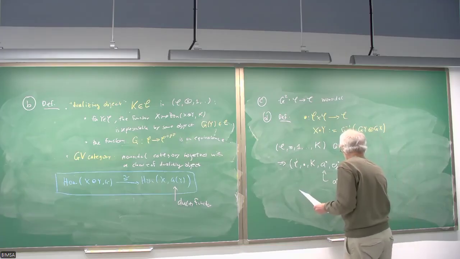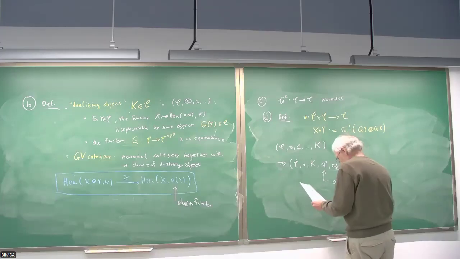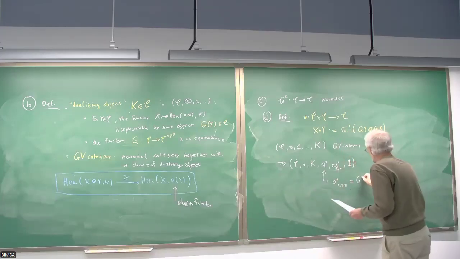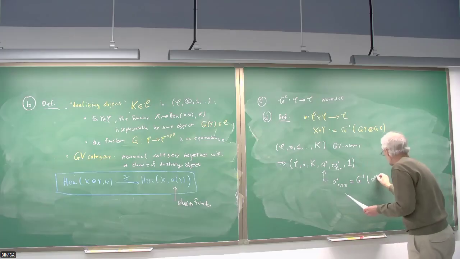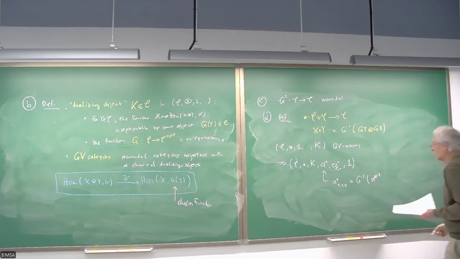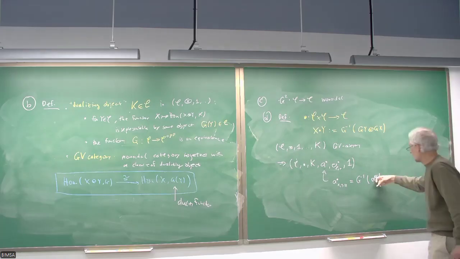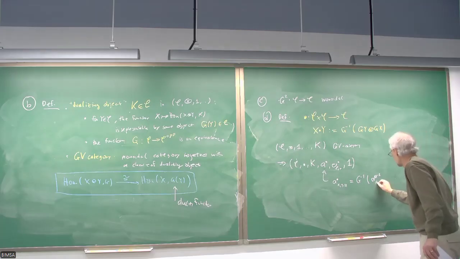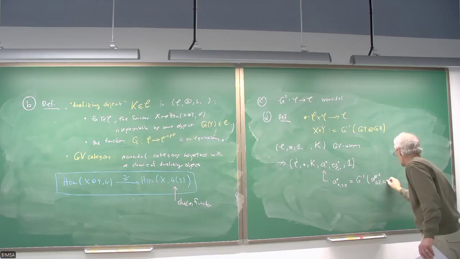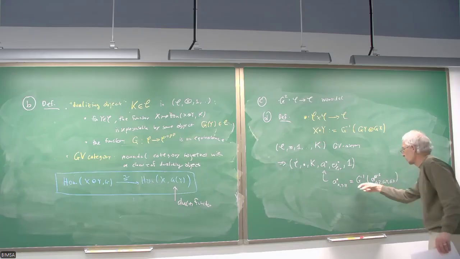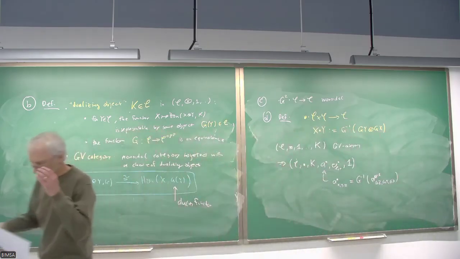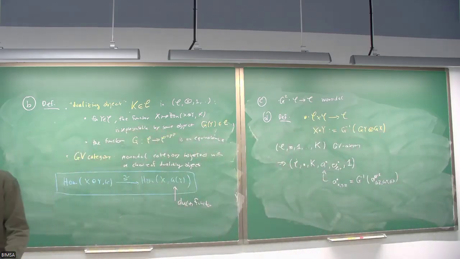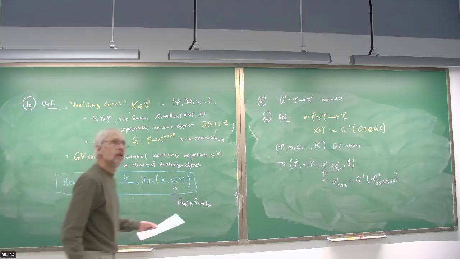So if we have objects X, Y, Z, then we get the associator by taking the inverse of the associator for the original tensor product for the objects Z, G of Y, G of X.